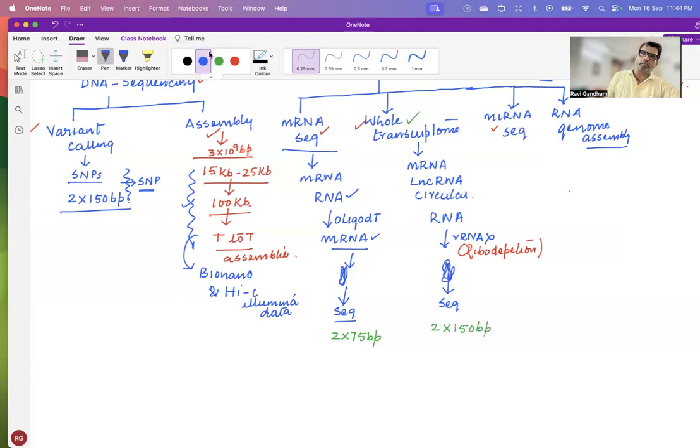Now, for your miRNA-seq, to isolate your microRNA, here you use a specialized kit, isolate your microRNA, and then sequence your microRNA. And this microRNA is normally sequenced by using read lengths of either 1 into 36 base pair or 1 into 50 base pair.